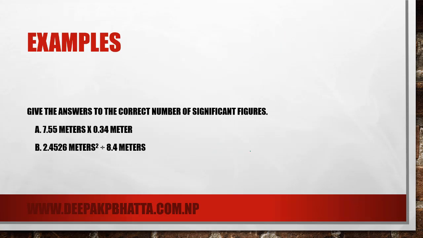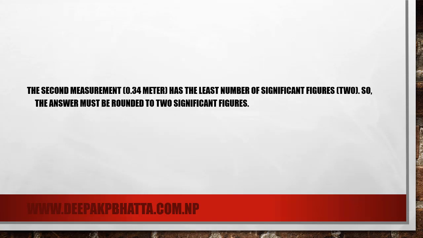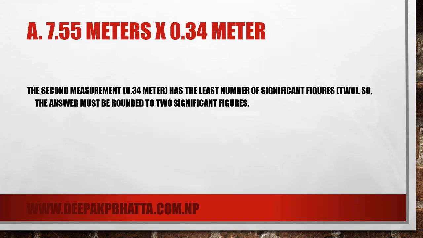Okay, take an example. We have two examples: A for multiplication and B for division. In A, 7.55 meters into 0.34 meters. In the first number, there are three significant figures, as we have already discussed: 7, 5 and 5. And in 0.34, there are two significant figures. Therefore, the final answer should be in two significant figures. Let's multiply these numbers.